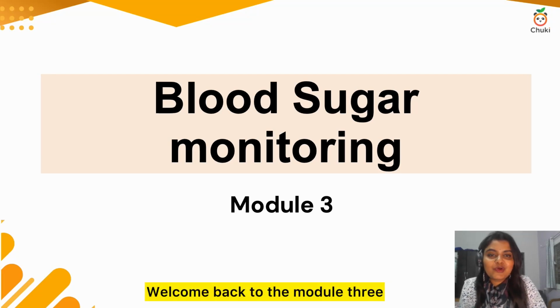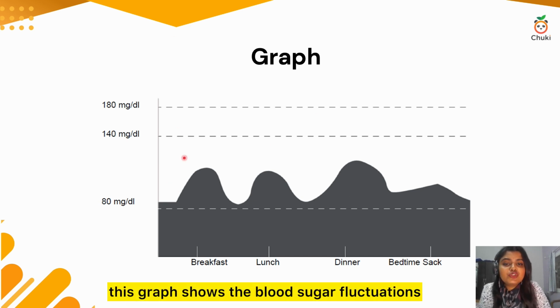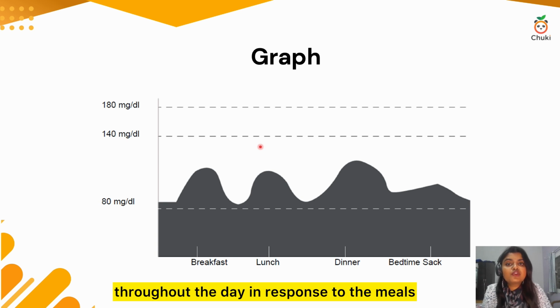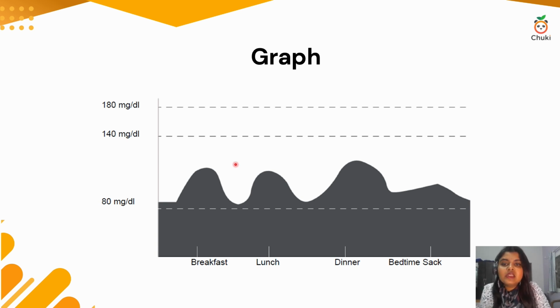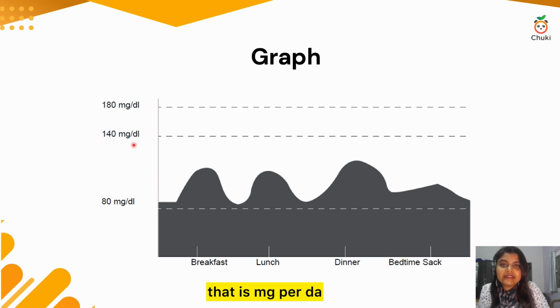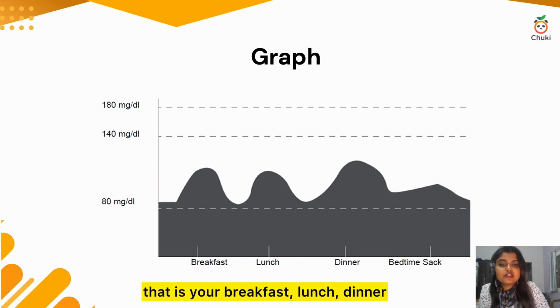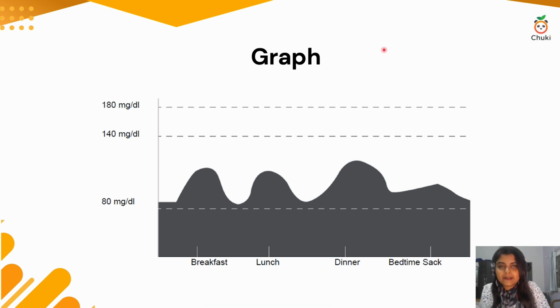Welcome back to module 3, that is blood sugar monitoring. Here, this graph shows the blood sugar fluctuations throughout the day in response to the meals that you eat, right? The y-axis represents the blood sugar levels, that is mg per dl, and the x-axis marks the different meal times, that is your breakfast, lunch, dinner, and bedtime snack.